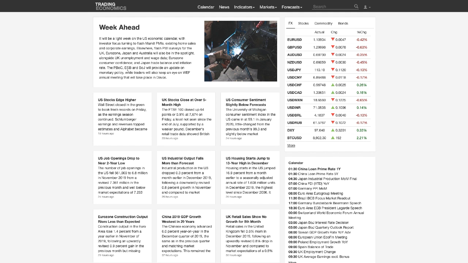The People's Bank of China, European Central Bank, and Bank of Japan will also provide an update on monetary policy, so that'd be interesting. While traders will also keep an eye on the WEF annual meeting that will take place in Davos. So the focus, I guess, is going to be on a few currencies this week.